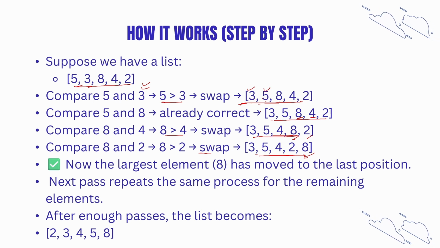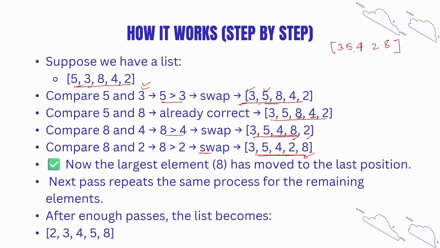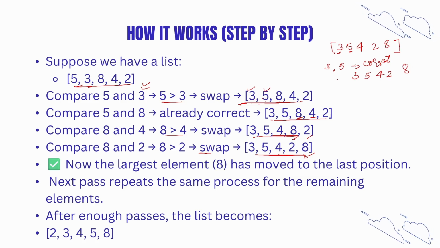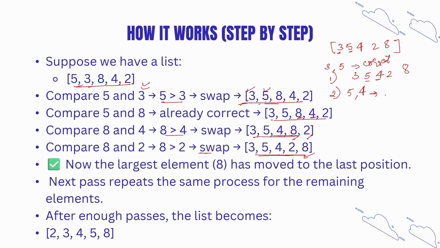Now, after the first cycle, this is our list, 3, 5, 4, 2, 8. Again we will compare first 3 and 5. Since 3 and 5 are already at the correct position, we don't swap. Then next we'll compare 5 and 4. Since 4 is smaller than 5, we will swap, and our list will become 3, 4, 5, 2, 8.